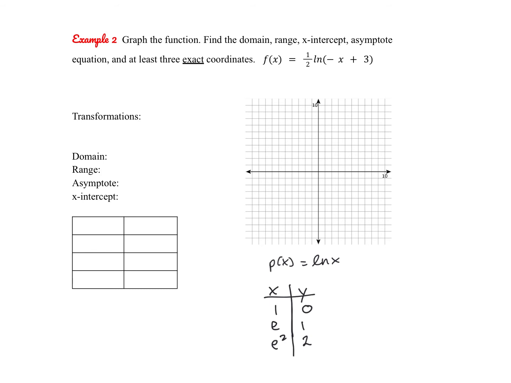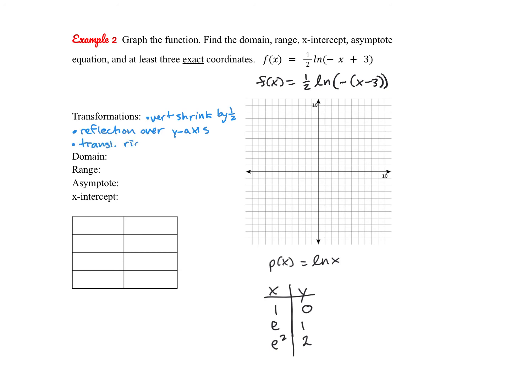Now looking at our transformations, you can see that there's something we need to do first before we decide how to transform. We do need to make sure that negative on the inside of our logarithm is factored out. So we do need to write it like this. So this has a vertical shrink by a factor of 1/2. And then we also have a horizontal reflection, so that's a reflection over the y-axis. And then we actually are going to translate to the right 3.